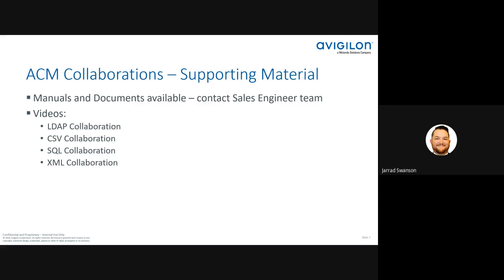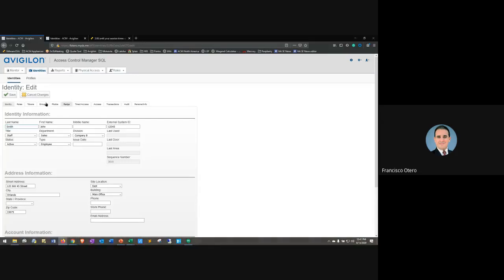I guess the last one there, Francisco, if you want to touch on that. Basically, is there a way to search for all identities that don't have an external system ID? Let's take a look.